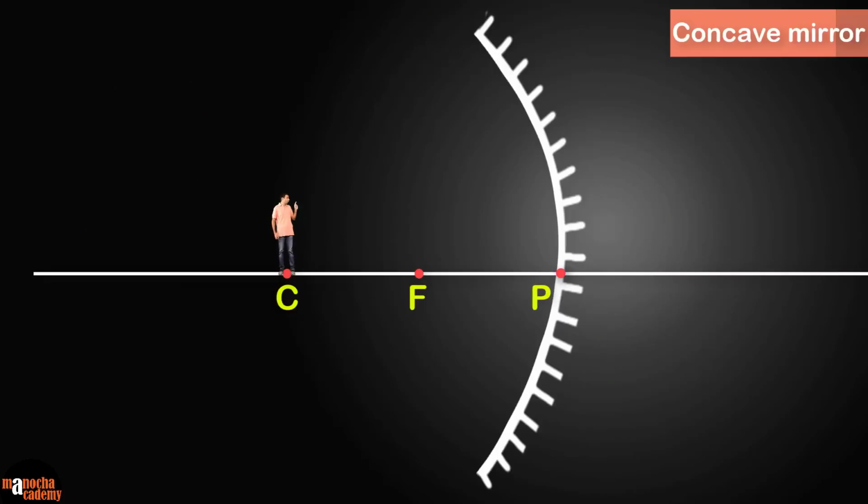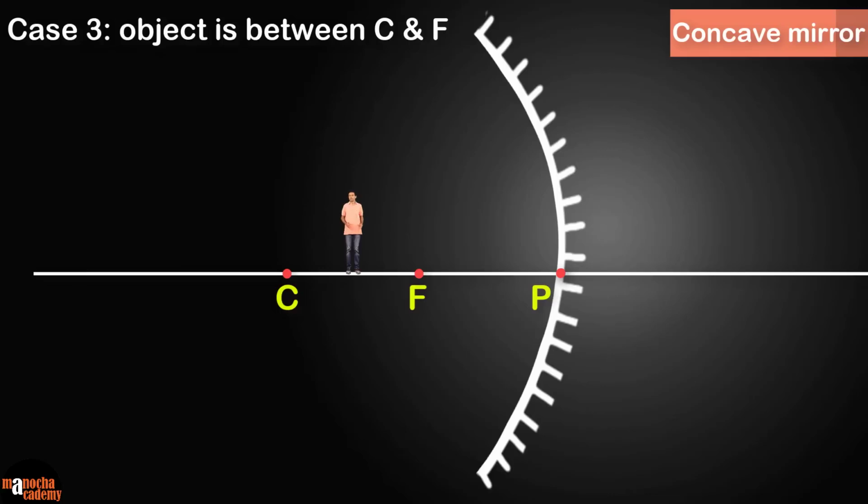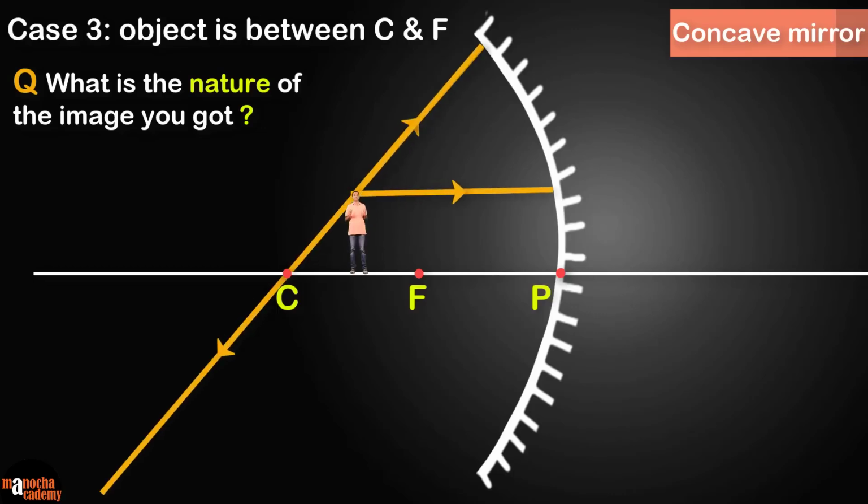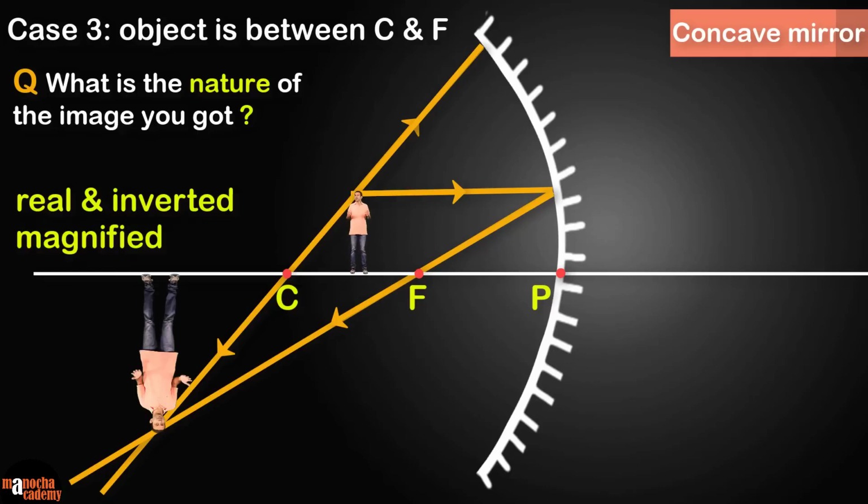Now I'm going to move closer to the mirror. So this is our case 3, where the object is between the center of curvature and the focus. I would like you to pause the video here and find the image yourself using a ray diagram. Also write down the properties of the image formed. So what is the nature of the image you got? That's right. The correct answer is it's a real and inverted image that's magnified. So this is the ray diagram, and as you can see, the position of the image is beyond the center of curvature.